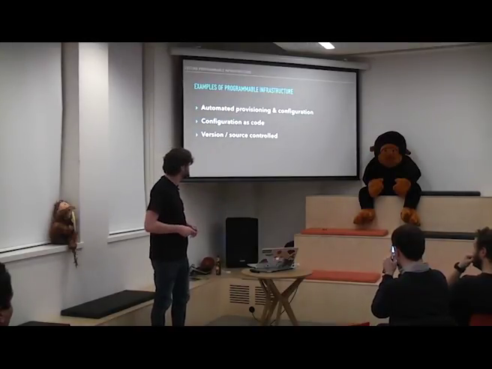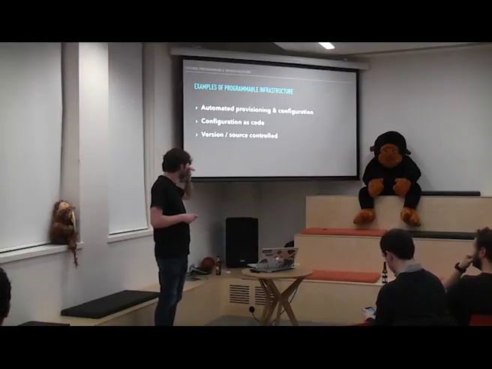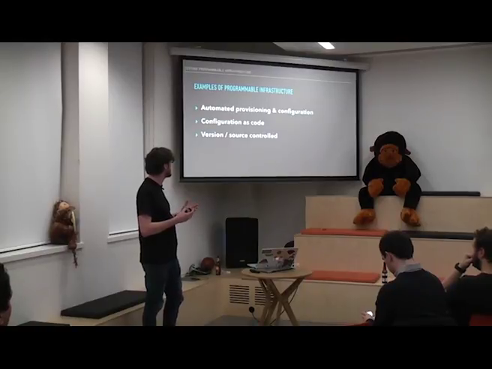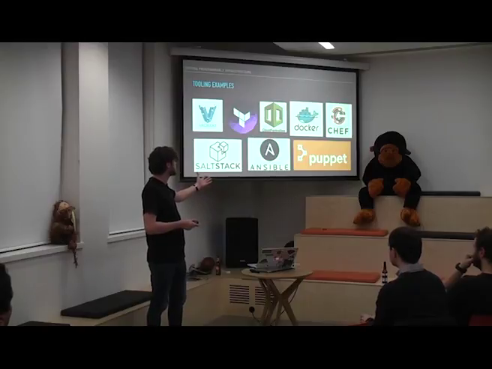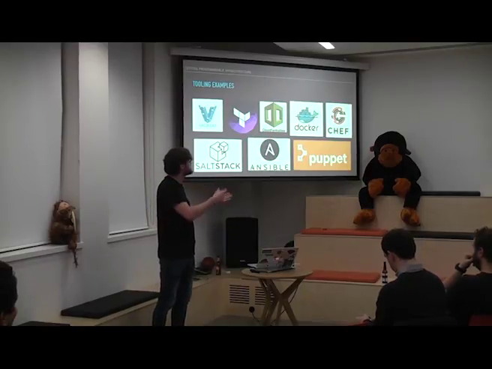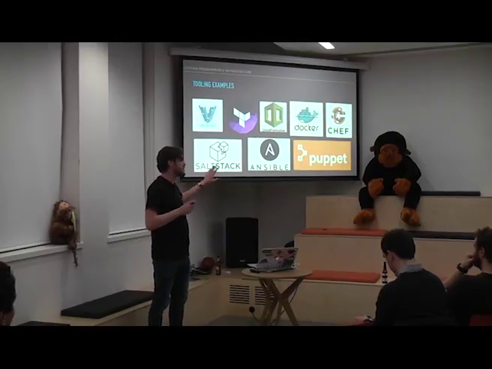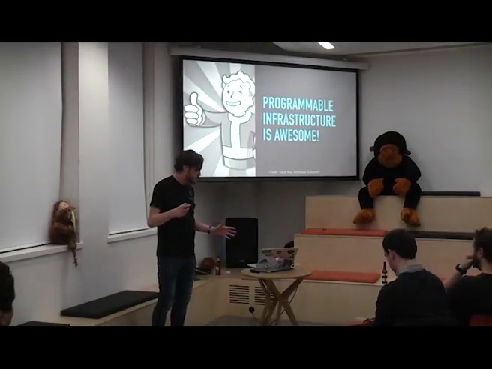So what kind of things are we doing? We're doing automated provisioning, configuration. We're storing our configuration as code. We're also version and source controlling our code as well. Here are some examples. Obviously, lots of Hashicorp tools up here, such as Vagrant and Terraform, but lots of other stuff as well. I'm not going to mention all of these tools in this talk, but you guys are probably very familiar with this. So, not a very controversial statement.